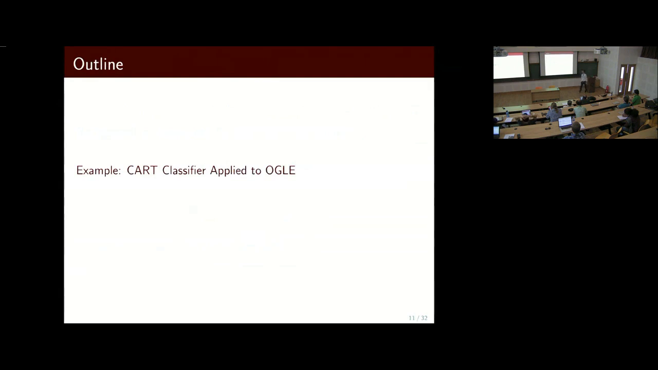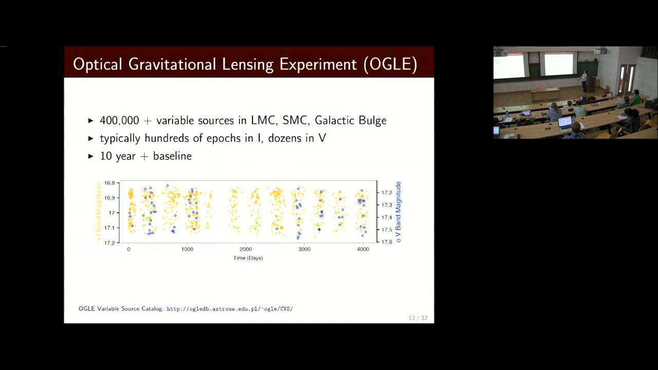I'm going to show how this works on a small variable star data set from OGLE. I mentioned OGLE yesterday. OGLE stands for the Optical Gravitational Lensing Experiment. OGLE has collected 400,000 plus variable sources, both in I-band and V-band. The sources are very well sampled in I-band, hundreds of measurements, and a few dozen measurements in V-band. There's a 10-year plus baseline for most of these objects, and all of them are available online at the OGLE database website.